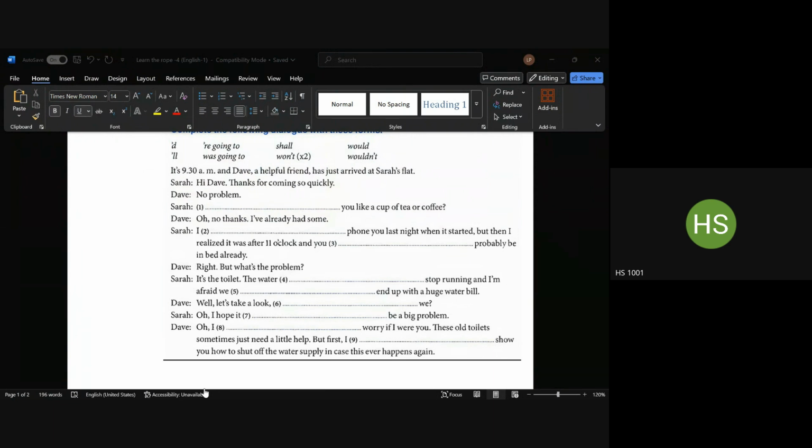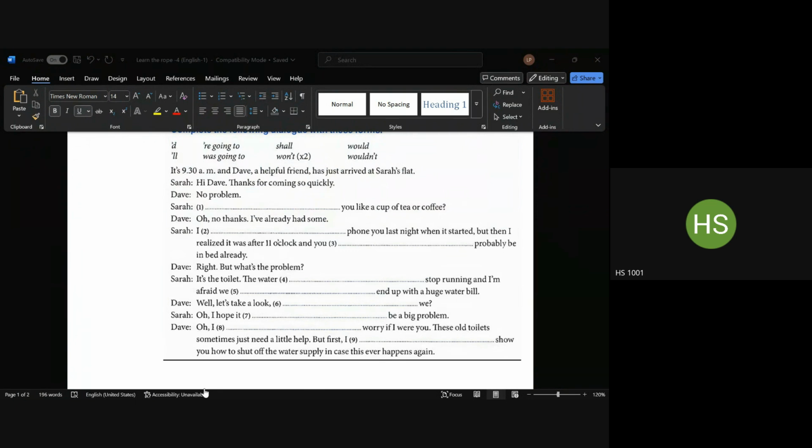But what's the problem? It's the toilet. The water won't stop running, and I'm afraid we are going to end up with a huge water bill. The water won't stop running. Won't stop. And then the second blank, again won't? No, it's not won't, it has to be something else. We are going to end up with a huge water bill. Yes.